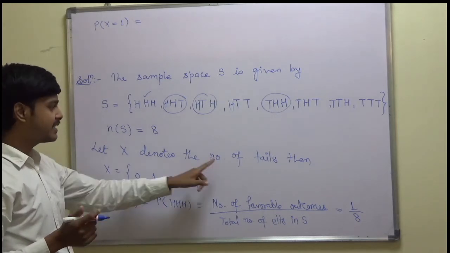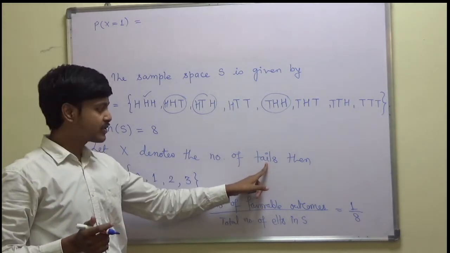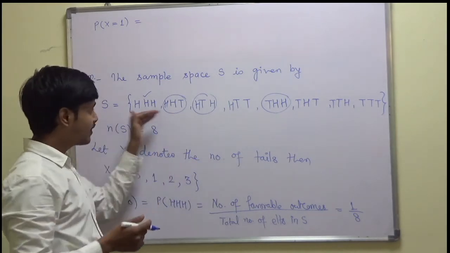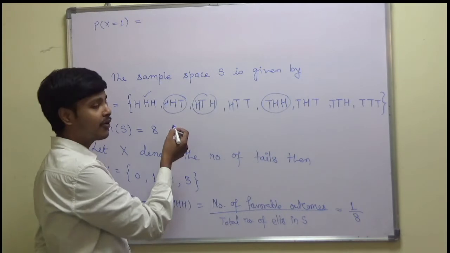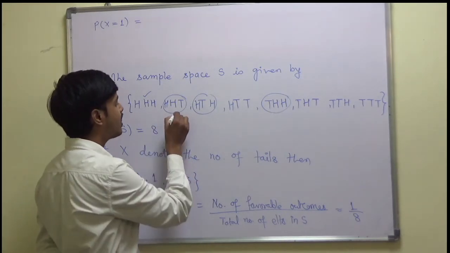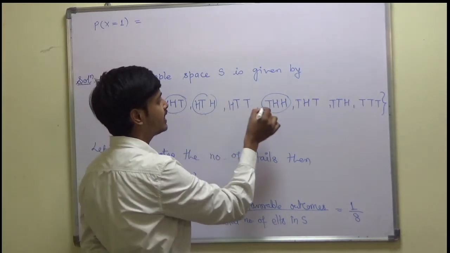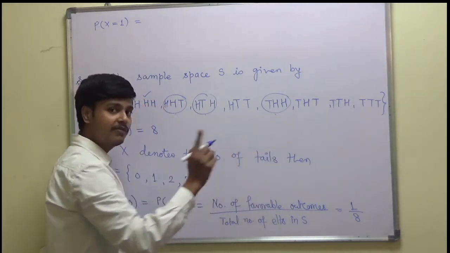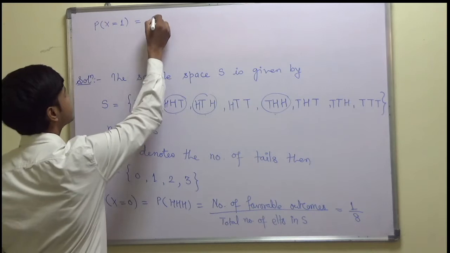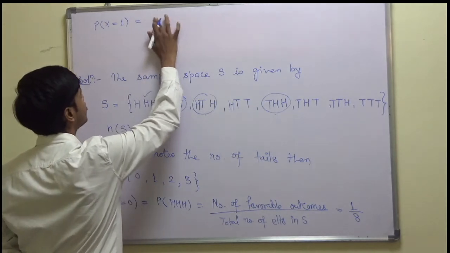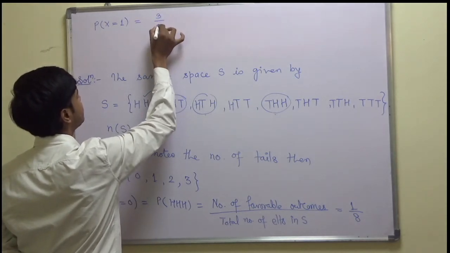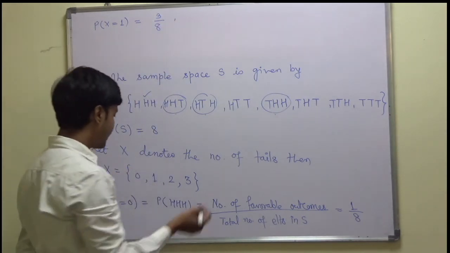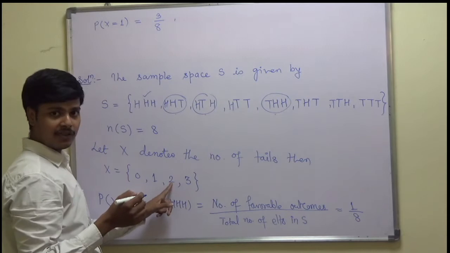What is x? X denotes the number of tails. So see the number of one tail in the favorable outcomes. So how many outcomes have one tail? We have 1, then 2, and then 3. So these are the favorable outcomes where we find only one tail. So this is 1, 2, 3. So this is 3 by 8. Okay. Now go for finding out the probability for this.